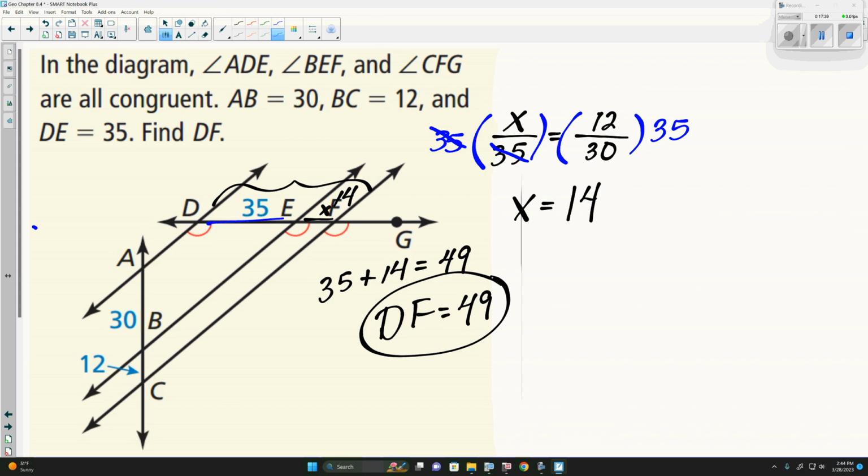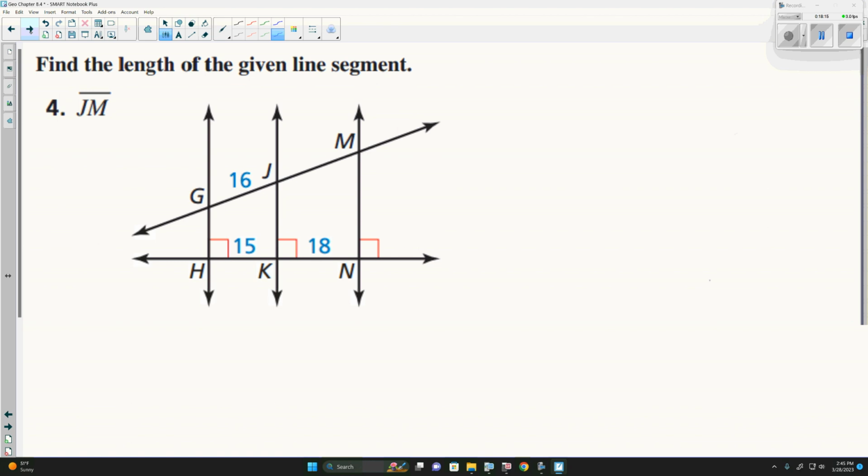Any questions on any of this here? Any questions on anything we've done so far? So it asks for DF. So it wanted the whole length. No, you're good. So sometimes they'll do that, especially on the homework, or especially on the ACT. They'll ask you to find a certain length, so always look for what it's asking for.